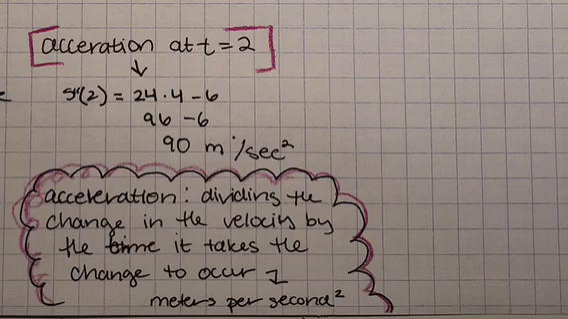And then the units are meters per second squared, because you had to take notice, as written down below, that the acceleration is dividing the change in the velocity by the time it takes the change to occur. So the units are meters per second squared.